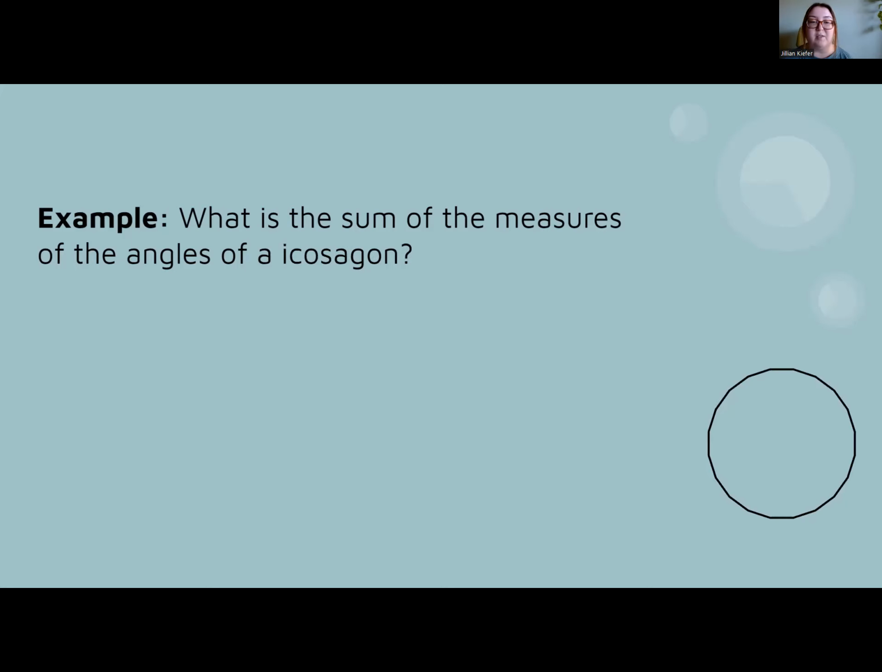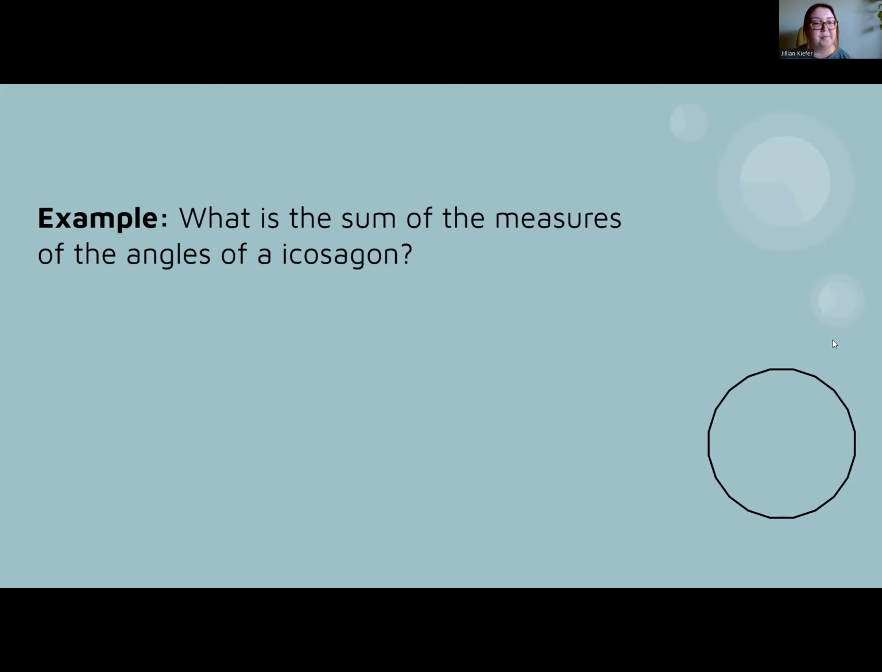We can do the same thing for an icosagon. Remember, an icosagon was the 20-sided polygon. This is very similar to a circle at this point. So the more sides your polygon has, the more circular it will end up looking. So in this case, this is an icosagon. This has 20 sides, very circular.